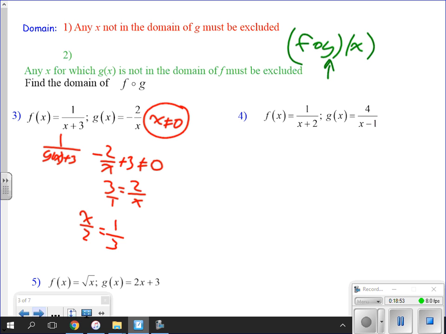There's lots of rules of proportions. Cross-multiplying works. Flipping them both over works. Exchanging the extremes or exchanging the means also works. Okay? Multiply both sides by 2. X cannot be, because we're talking about not equal to, 2/3.